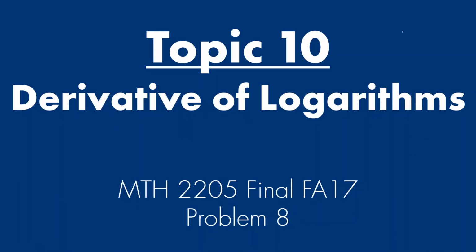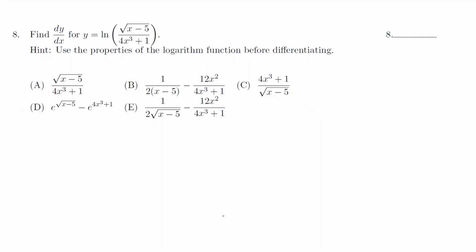Let's move on to the final topic. The final topic being derivative of logs. We're going to take problem 8 from the final FA17. We need to find dy dx. dy dx means the first derivative of this weird looking thing. So let's look at this weird looking thing and let's rewrite that weird looking thing first. How can we do this? We'll use the difference of logarithms. So this is equal to ln of square root of x minus 5 minus ln of 4x cubed plus 1.